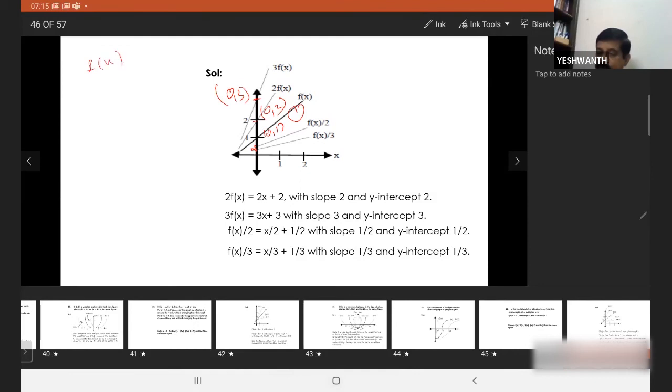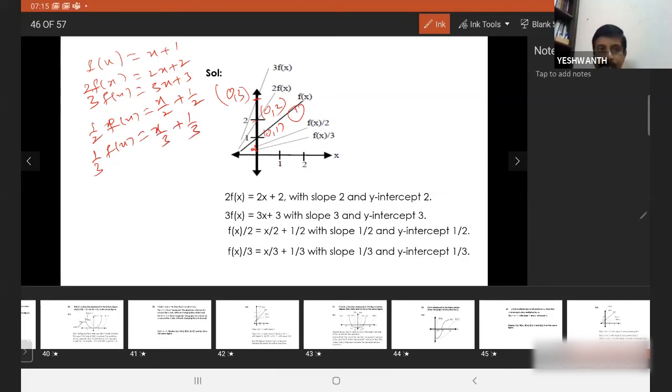f(x) is x plus 1. 2 times f(x) is 2x plus 2. 3 times f(x) is 3x plus 3. Half f(x), f(x)/2, is x/2 plus half. 1/3 of f(x) is x/3 plus 1/3. Okay. So please note it fast, quick.